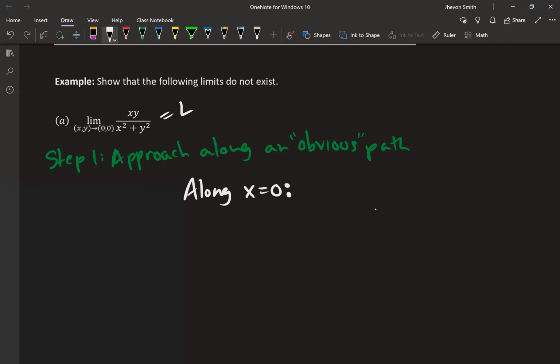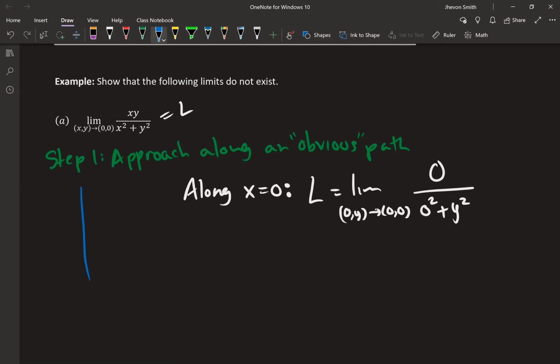Now, if I call this L, what would this limit be? My L would be the limit as x,y approaches 0,0, and I literally plug in x equals 0. Right? So this is like I have a function. Well, I'm in space here, and the origin is the part that I care about. And I'm approaching along x equals 0, which is the y-axis, which means I'm approaching here. I'm thinking of approaching the origin along this vertical path.